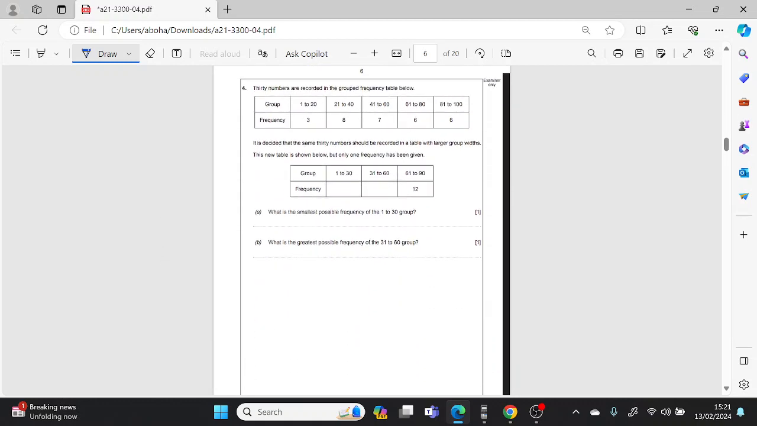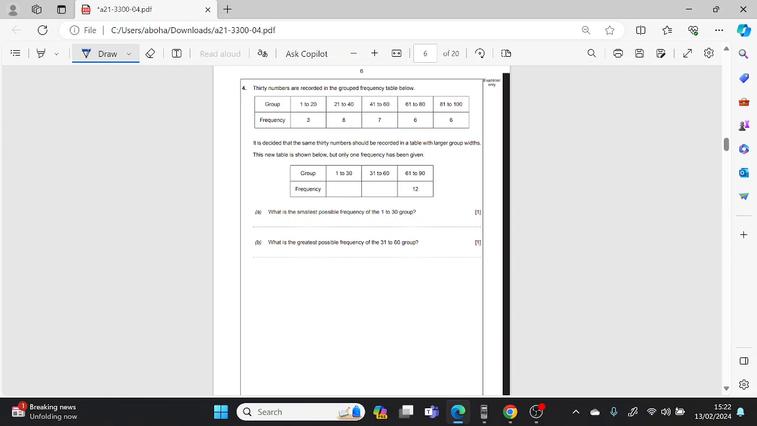So 30 numbers are recorded in the group frequency table below. It is decided that the same 30 numbers should be recorded in a table with larger groups. So the new table is shown below, and then you've got to fill this table in, okay? So it's asking you what's going to go in the first box. So 4A, what's the smallest possible frequency of the 1 to 30 group?